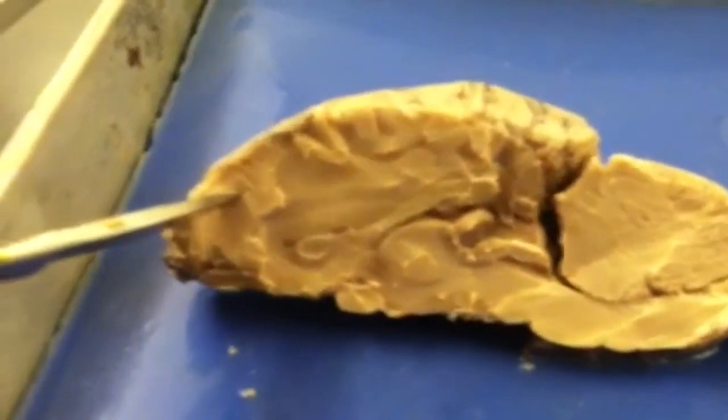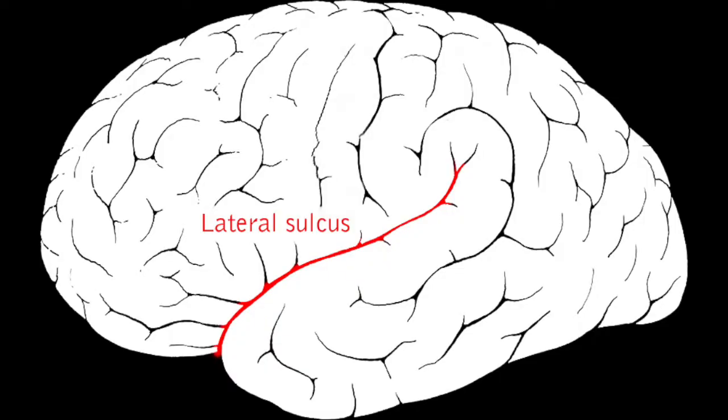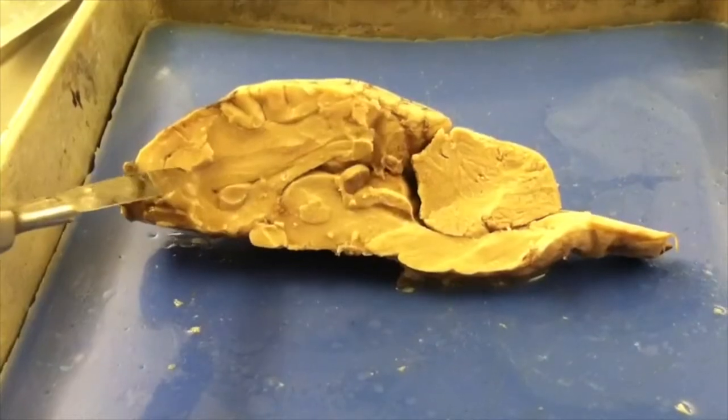This is an example of a sulcus. A sulcus is a crevice on the surface of the brain. These can be seen throughout the brain. The pattern of these grooves is slightly different on every brain, but the bigger ones, like the central sulcus, seem to be consistent. This is an example of a gyrus.